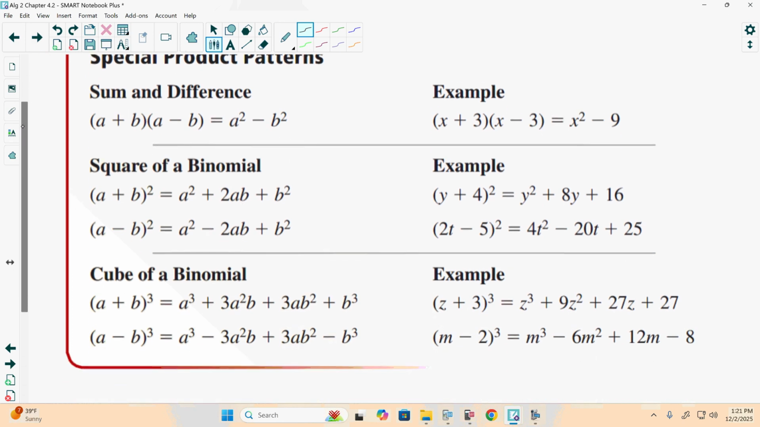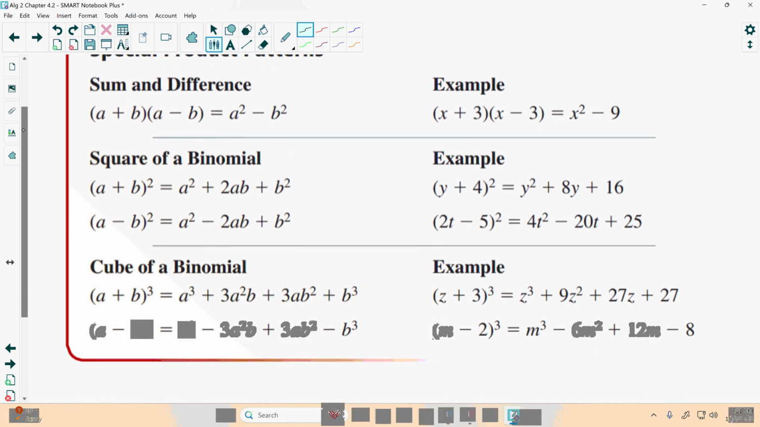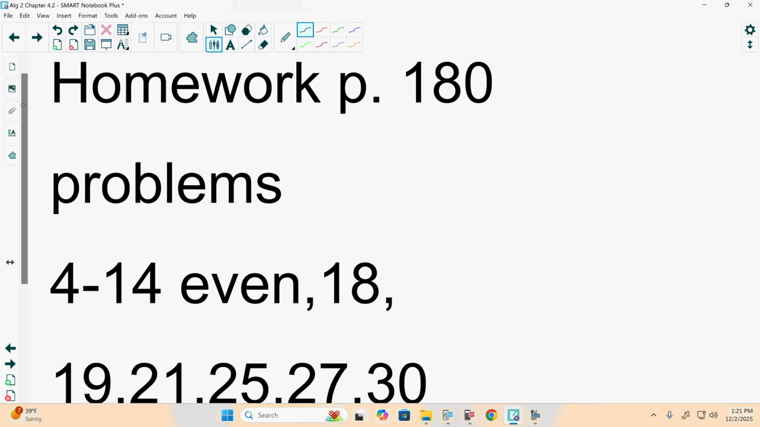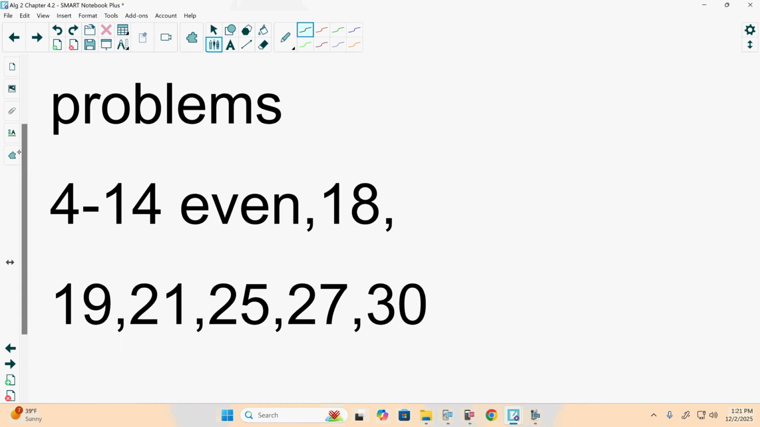Now, there are some special product patterns. If I know that I have a plus b times a minus b, it's going to give us a squared minus b squared. Same with these other two. So if we know the pattern, it can kind of help us get to the solution quicker, but it doesn't necessarily mean that we have to do it that way. But that is it for this here.